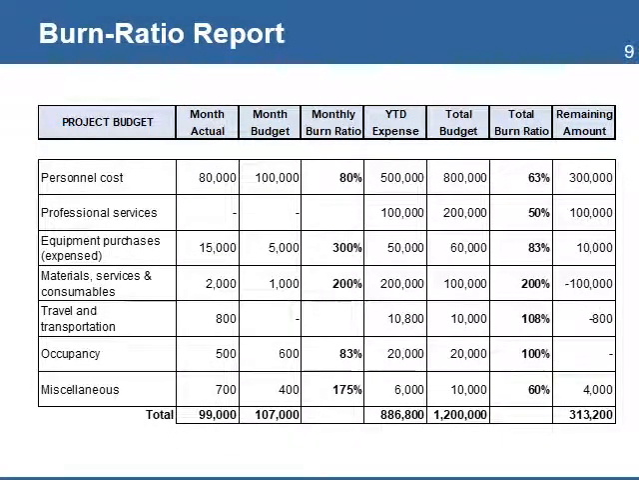A burn ratio report will include information on the rate the project is using its budget for each account. Burn rate shows how fast the project is spending or burning through the allocated budget. The example below shows the burn ratio value for a month and the total burn ratio for the year.